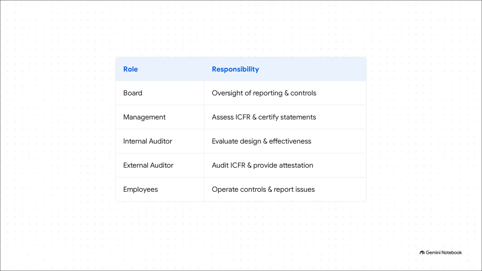Let's talk roles and responsibilities, because at the end of the day, systems are run by people, right? So, clear boundaries are everything. The board of directors provides the overarching oversight. Management, meaning the CEO and CFO, assess the controls and actually certify those statements. The internal auditor evaluates the design. The external auditor comes in for that final independent attestation. And employees, they're on the ground floor operating the controls. It is a perfectly balanced ecosystem of accountability.